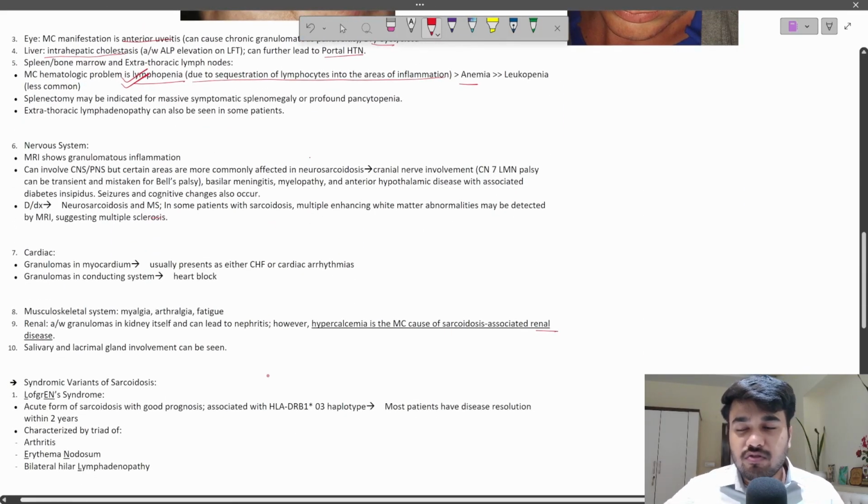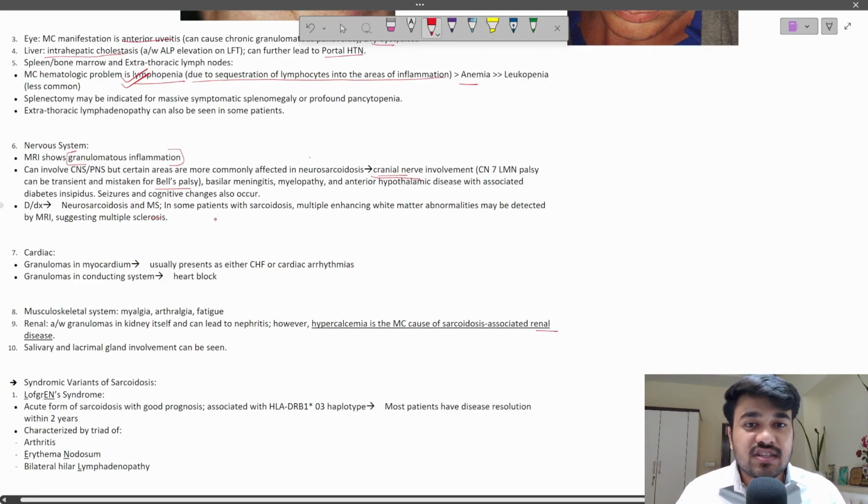Moving on to the nervous system involvement, the MRI will show granulomatous inflammation, as it's basically causing non-caseating granulomas. Sarcoidosis can involve the CNS as well as the PNS, but certain areas are more commonly affected in neurosarcoidosis, which are the cranial nerves. So, cranial nerve involvement, particularly cranial nerve 7, lower motor neuron palsy, which is transient in nature, and it can also be mistaken for Bell's palsy, because Bell's palsy is the characteristic idiopathic lower motor neuron palsy of the facial nerve. So you have to read the question well, and if there are some keywords suggesting a sarcoidosis picture, then you might have to think about neurosarcoidosis, right?